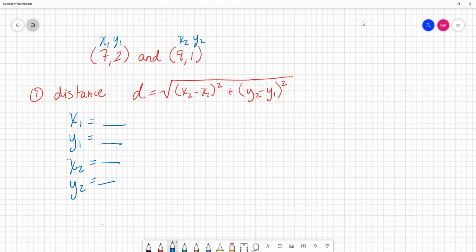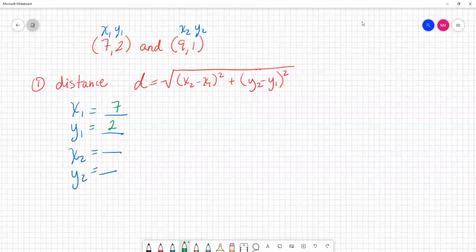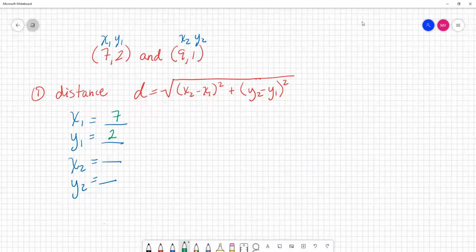So x1 is 7, y1 is 2. Does it matter whether I choose my first coordinate or my second coordinate as my 1 or my 2? No. As long as you don't pick 7 as x1 and 1 as y1, right? Just don't mix them up. This first one could be x2 and y2. It doesn't matter. The important thing is that you're keeping your coordinates together. So this one is 9 and 1.